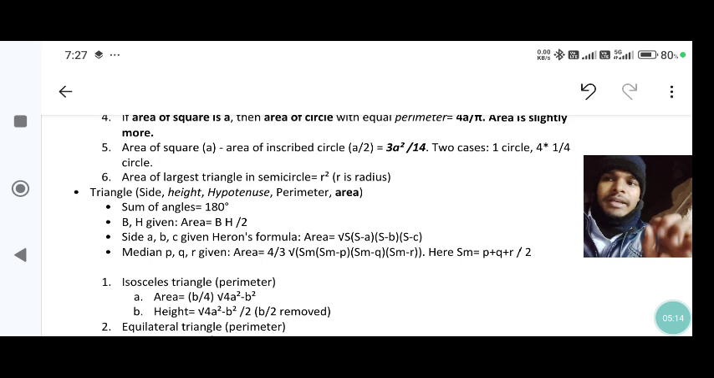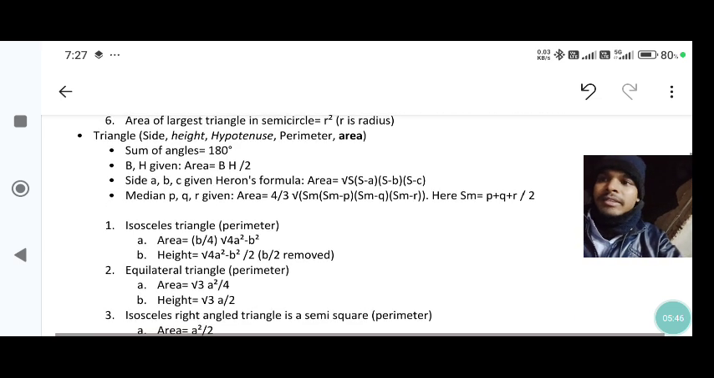Next point is the area of the largest triangle in a semicircle. The point will be on the perpendicular bisector of the diameter, on the circumference, and will have a corner with the triangle. So the area of the largest triangle in a semicircle will be r square, the square of its radius.